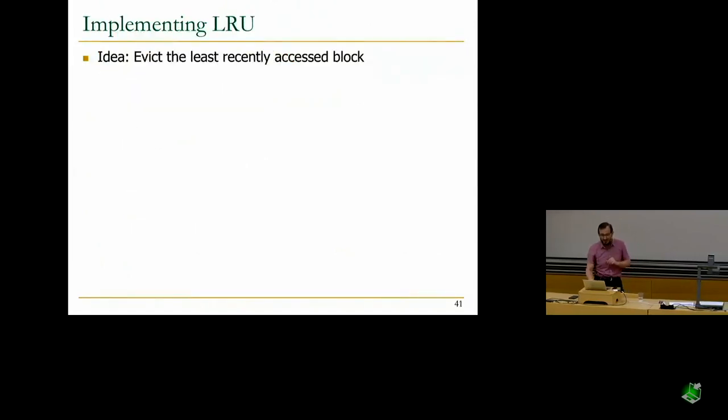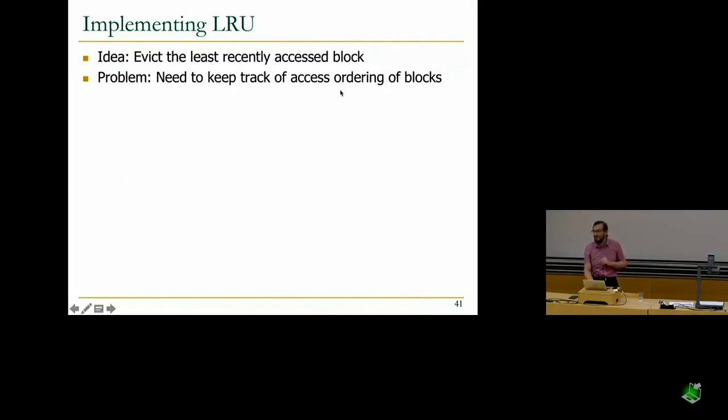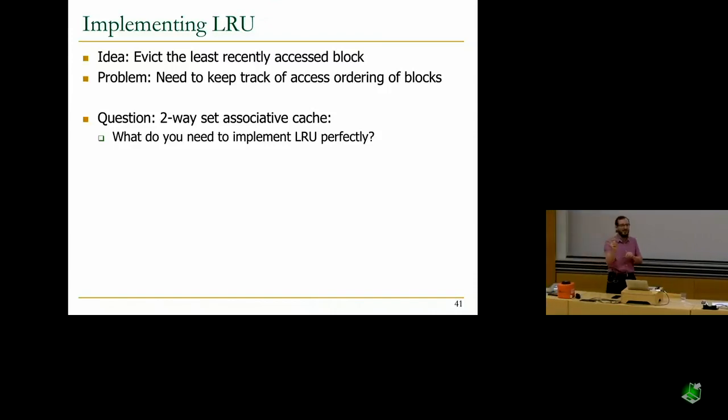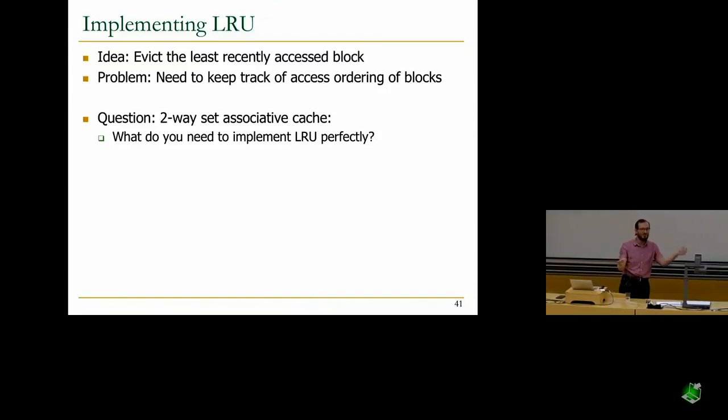Okay, LRU, basically the idea is to evict the least recently accessed block. The problem is you need to keep track of access ordering of blocks if you want to do this perfectly. Okay, the question is, if you have a two-way set associative cache, what do you need to implement LRU perfectly? How many bits do you need to store in the tag store to tell you which way houses the least recently used block? One, exactly. It's only one per tag store entry. If it's zero, the least recently used block is in way zero. If it's one, the least recently used block is in way one.